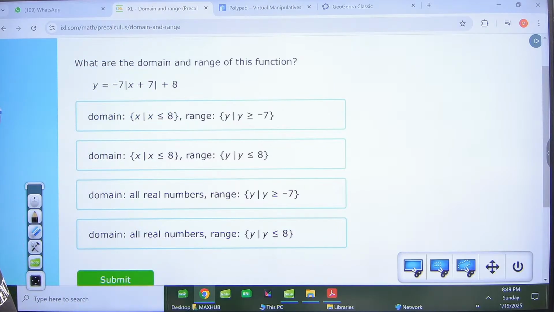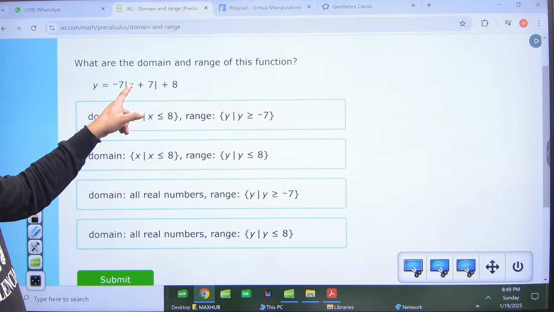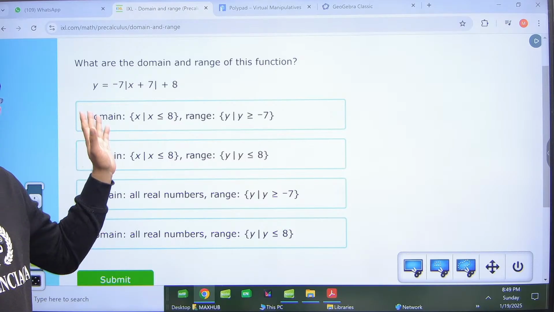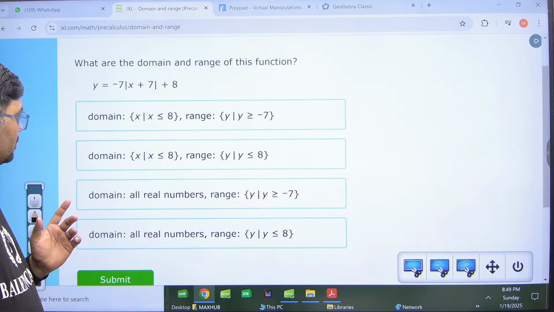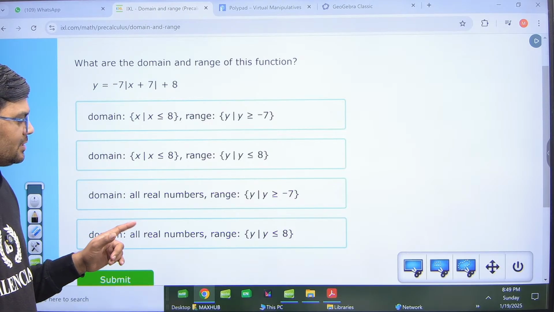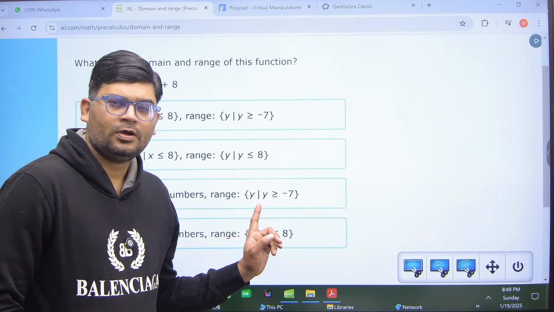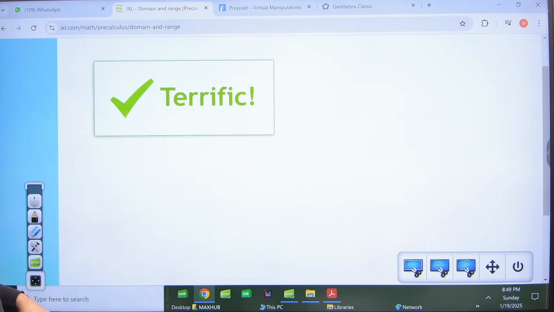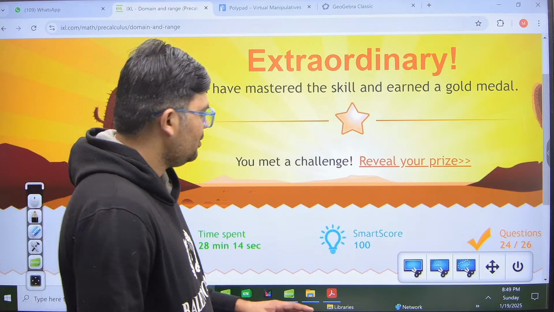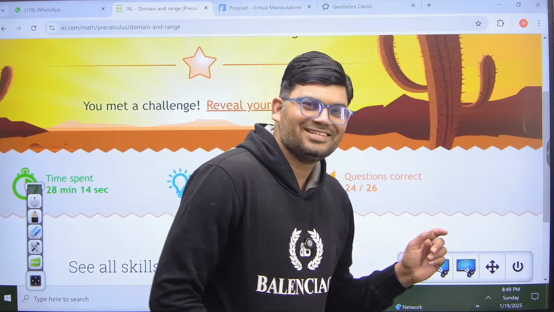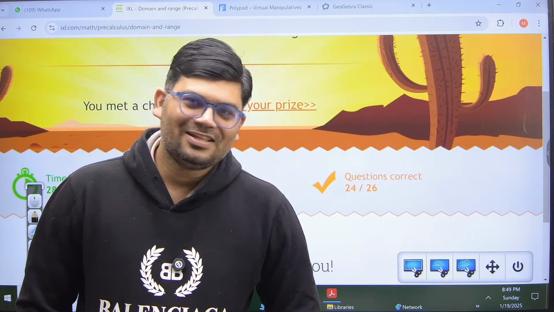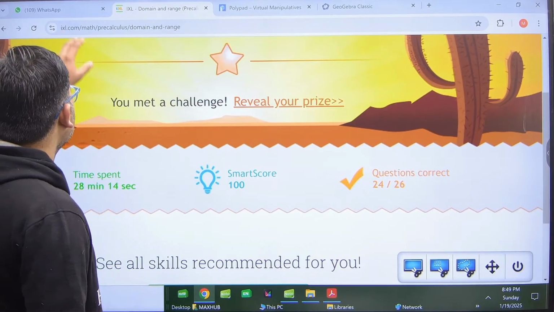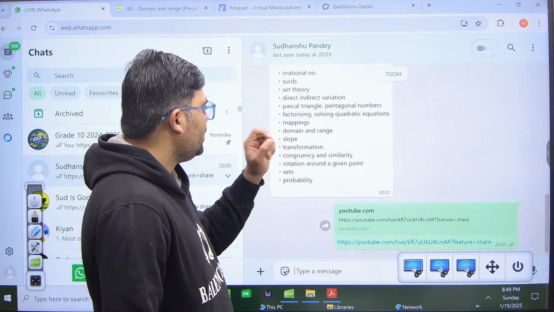I don't think it can be positive. Why? If I make x equal to minus 7, minus 7 plus 7 will become 0. Oh, wait. Then 0 into minus 7, then it's 8. Max is 8. So y is less than or equal to 8. Are you getting it? Yes. Sure? So you have mastered this skill. We got 2 incorrect questions just in the beginning, and after that, all the questions were right on the spot. Well done. So one of the topics has gone, that is domain and range.